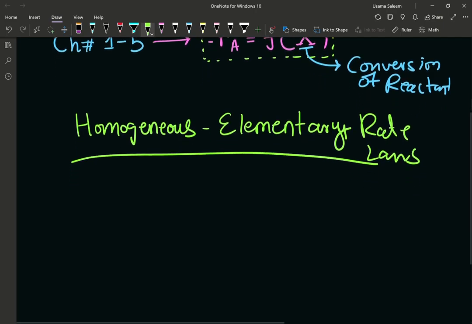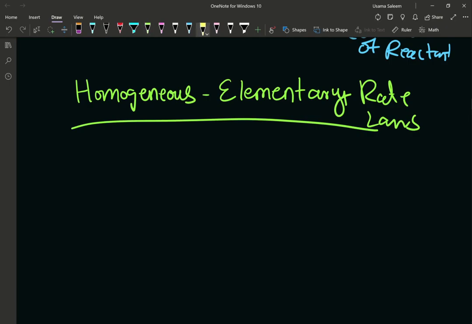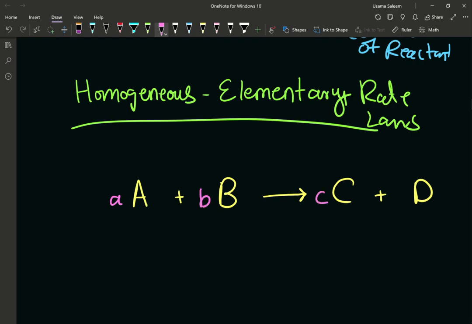All right, so let's say I'm gonna give you a very general reaction. A plus B, they react to form C and D. Very symbolic. We're not being specific right now. And let me give it the stoichiometric ratios as well.